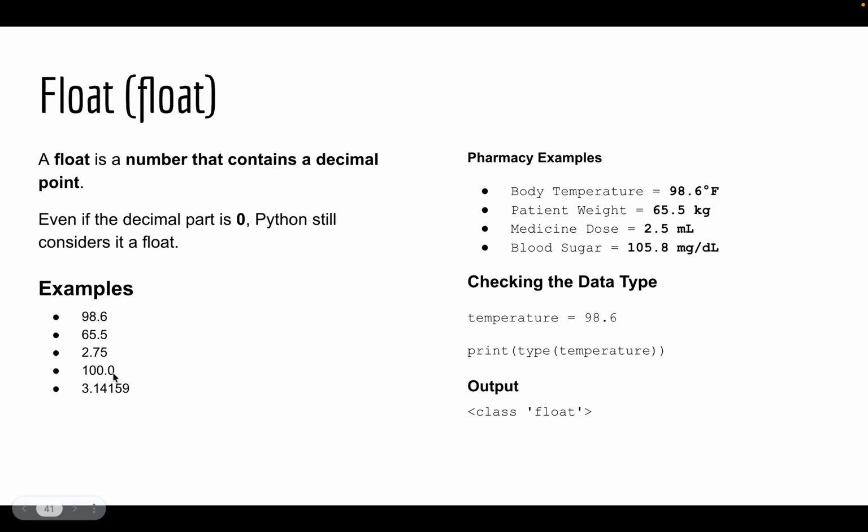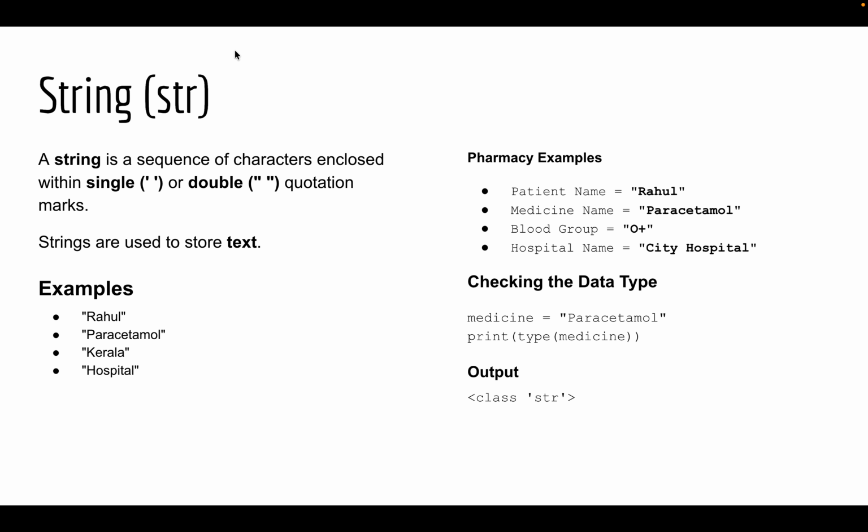Now string. A string is a sequence of characters enclosed within single or double quotation marks. It is used to store text like name, medicine name, any kinds of name, or anything you want to store as a word, which can be stored inside single or double quotation marks. Examples are as follows. Pharmacy examples are here. This is how we create a variable, and I have explained it earlier as well. The same way we can check the data type by using the type function. How to write all this, what the print function is, everything I'll be explaining in the coming lectures.